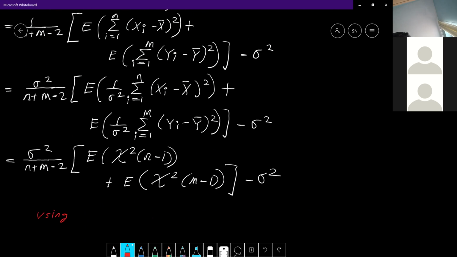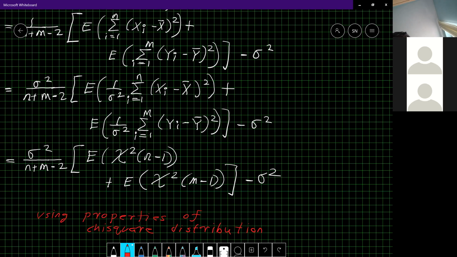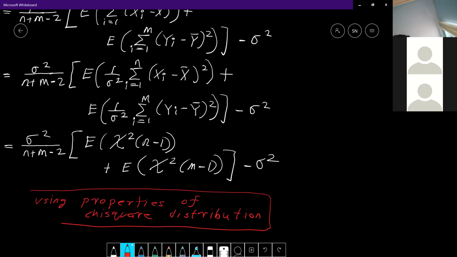So if you know where this comes from, I will write it down in just a minute. Using properties of the chi-square distribution, which we talked about in the class. You need to look back in the notes, either the printed notes or the scan notes. Both of them contain the result that I'm talking about here, right? Okay. Now, next step.